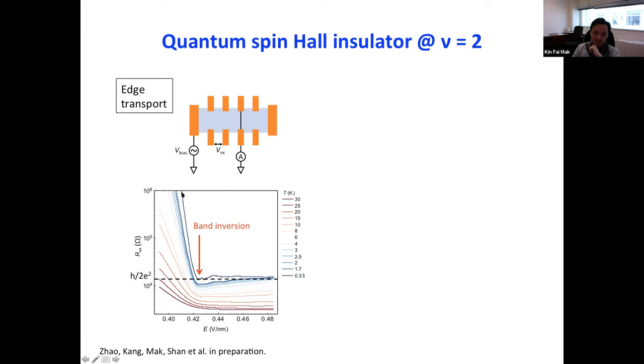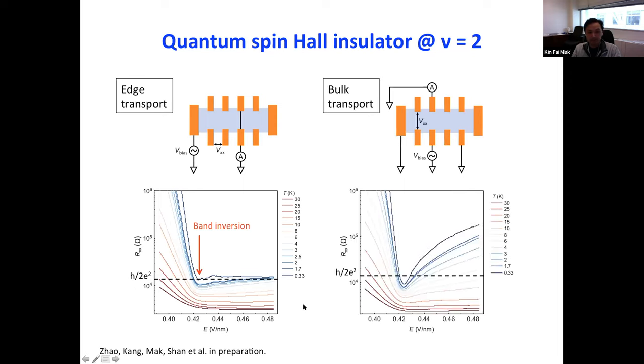You can see that before band inversion, the system is a band insulator. So as you decrease the temperature, the resistivity just diverges, which is expected. But once you go to higher electric field that causes a band inversion, on the right here, you can see that the resistivity with decreasing temperature will saturate to a value very close to h over 2 e squared. And then there's a plateau with electric field, where it becomes more or less independent of electric field at the base temperature. And we can also compare this measurement, which covers an edge, to another measurement with a slightly different geometry that really measures the bulk transport of the system.